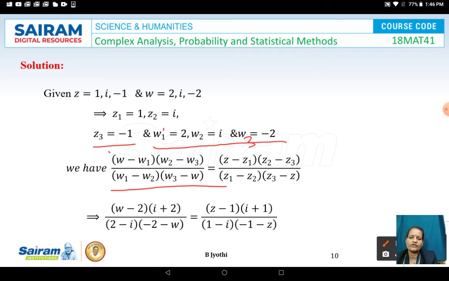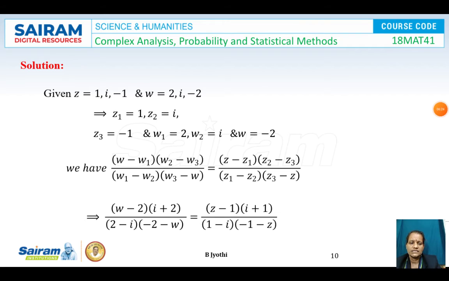Now we have the formula. Just consider the formula and then substitute. We have W1 = 2, so it is (W - 2)(i + 2) divided by (2 - i)(-2 - W). And when I substitute in the right hand side, we get (Z - 1)(i + 1) divided by (1 - i)(-1 - Z). This is on substitution.